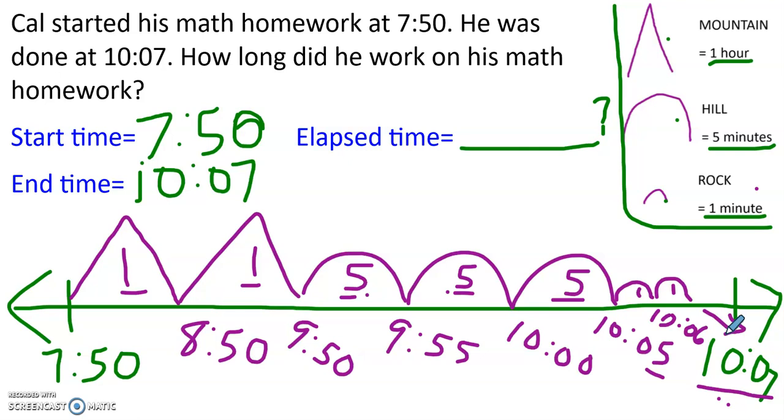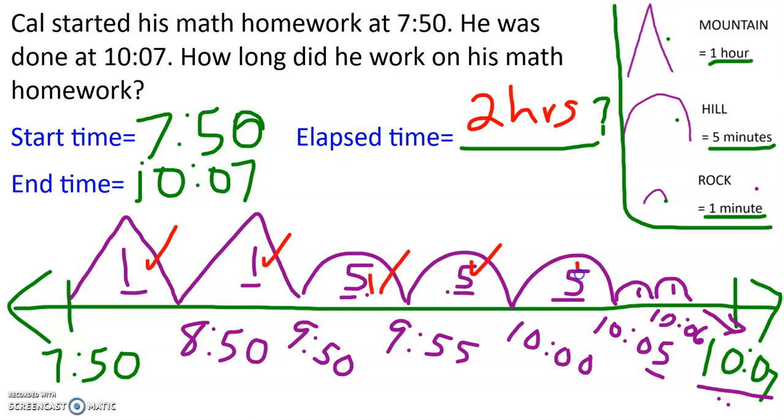So now how do I figure out my elapsed time? Now I need to count up all of this, and this is where the mountain strategy is great because it's super easy for me to count up my elapsed time, to count up my jumps on my number line, hopefully without making errors if you've done it right, because I can easily see these 2 mountains here are my 2 hours. And now I can count everything else as minutes.